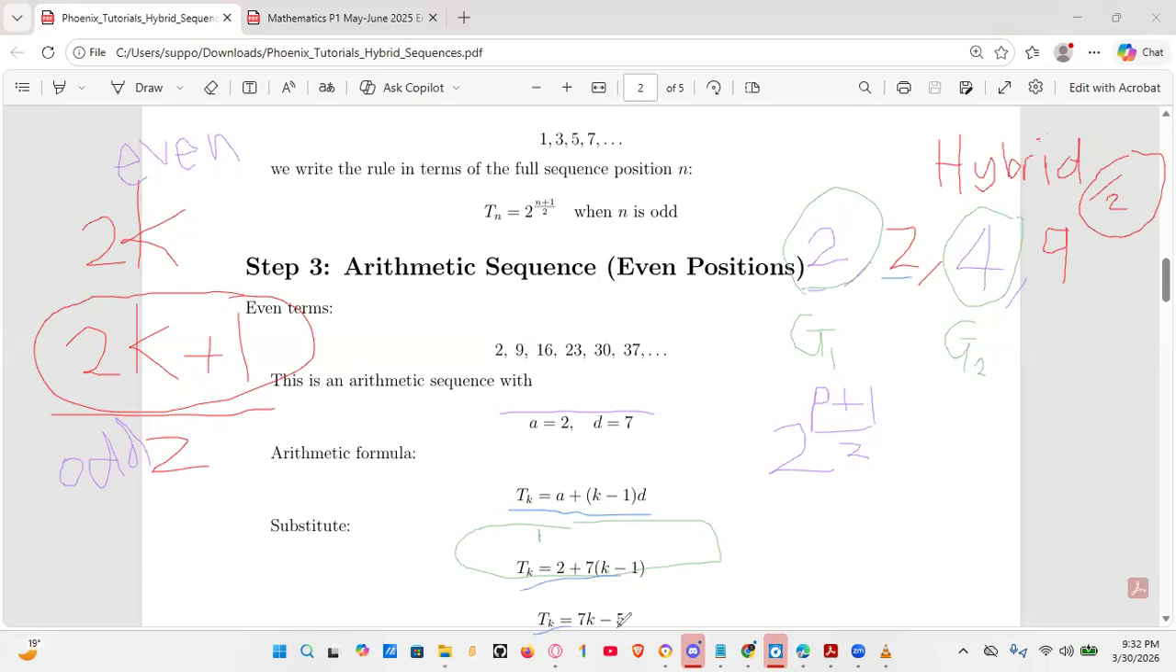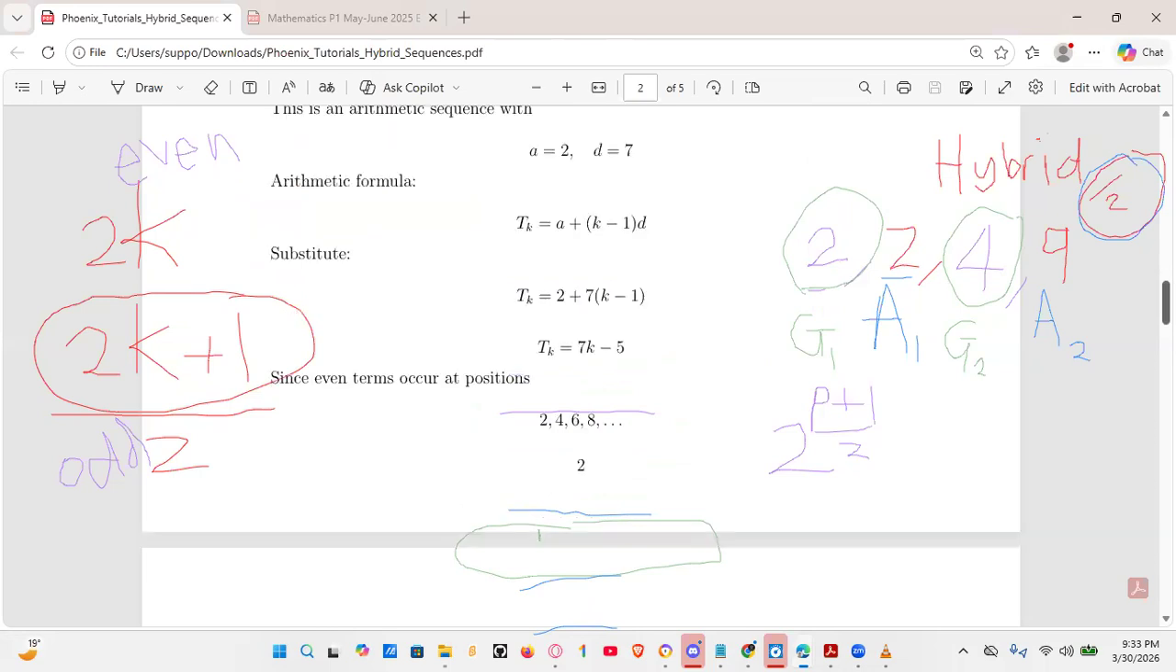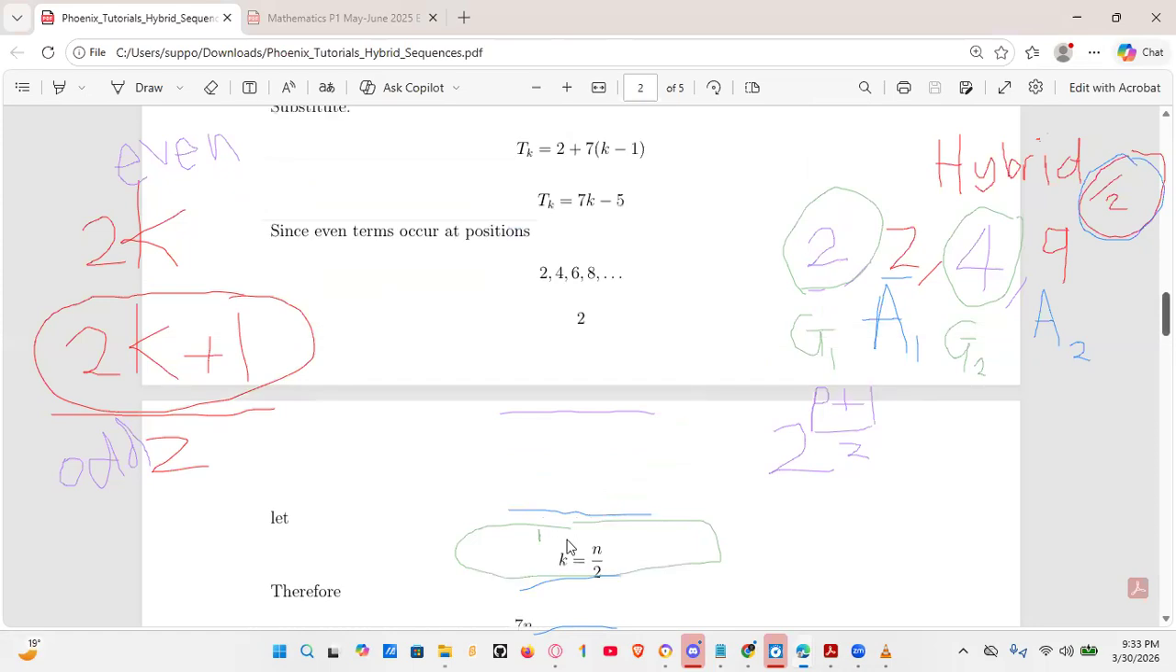But now we need to respect the fact that it's a hybrid. So we need to modify the formula because now you have, this is the first arithmetic term. This is A1. Then you also have A2. So now we have to find the general term. So we'll say this occurs at 2, 4, 6, 8. That's how even numbers are defined as 2k. So I'll say 2k divided by 2. So you can see here they're modifying it by saying that k gets rewritten as n over 2 because you're expecting that it's a hybrid sequence.